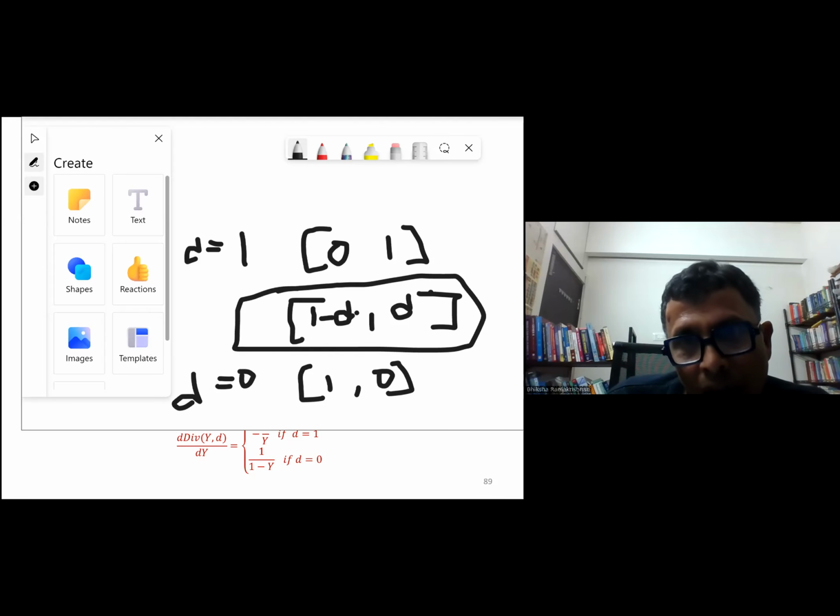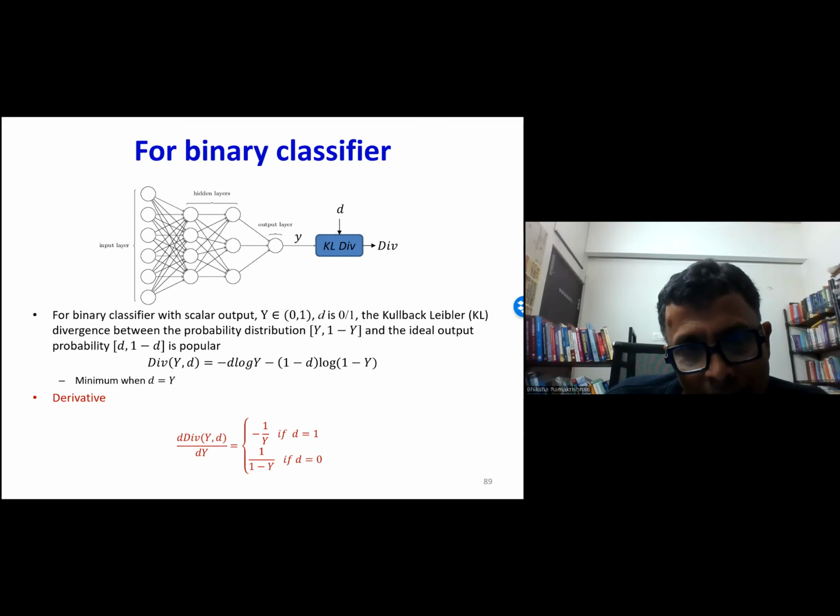And so I can think of these two probability distributions, d and 1 minus d, and y and 1 minus y. I have the order reversed here. Now I can define a divergence function between two probability distributions. A popular divergence function between probability distributions is the Kullback-Leibler divergence, which is defined in this case as d times log y plus 1 minus d times log 1 minus y.